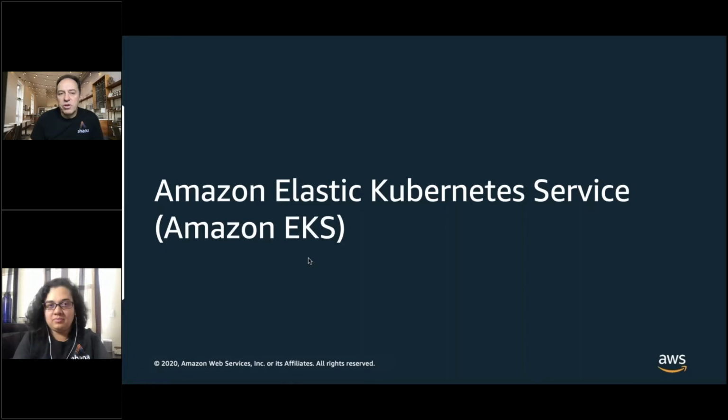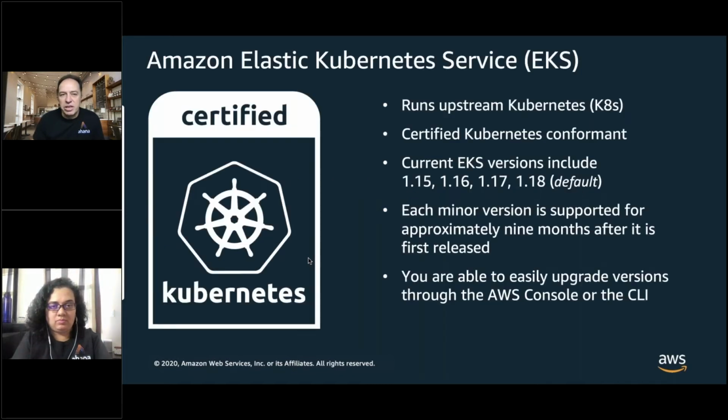So to start off with, I'm going to talk about Amazon Elastic Kubernetes Service, or Amazon EKS. Amazon EKS is the service in the customer account into which Ahana Cloud is deployed. To give you a little more information, EKS runs upstream Kubernetes, so nothing special about it. We use the Kubernetes stream. It is certified Kubernetes conformant.